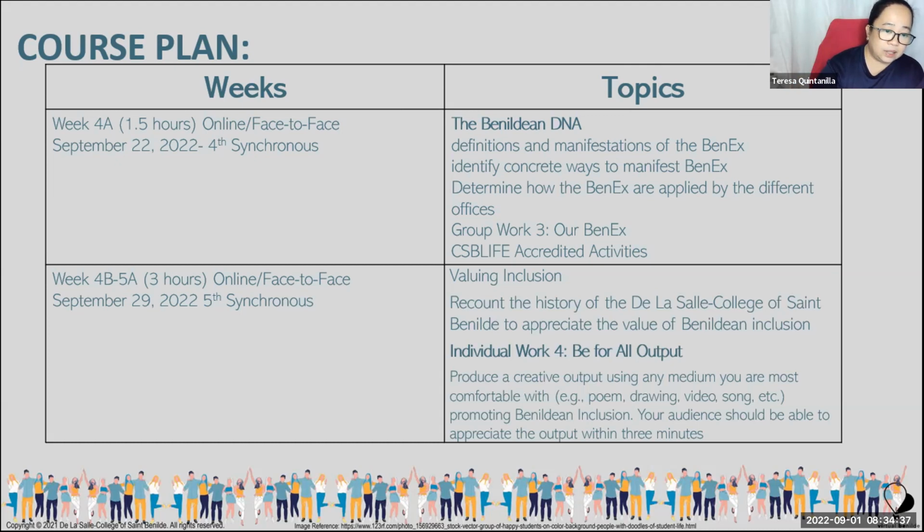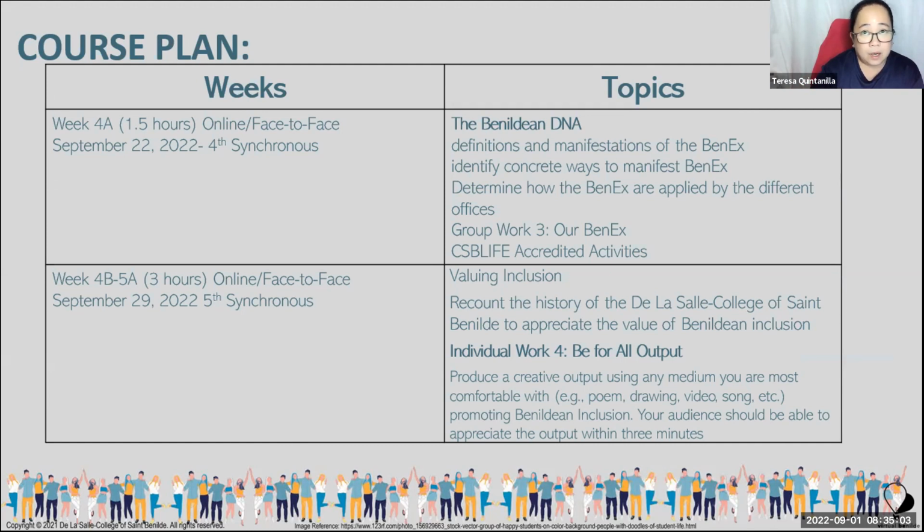So there are several seminars and activities that you can complete for the CSB Life accreditation. So one is the interactive, and then 4 more. So you have to have 5 interactive or accredited activities that you need to attend. And also, if you're going to attend that activity, it's either online or face to face.